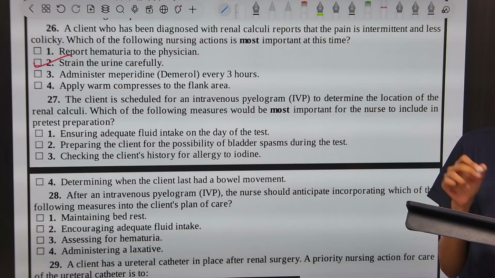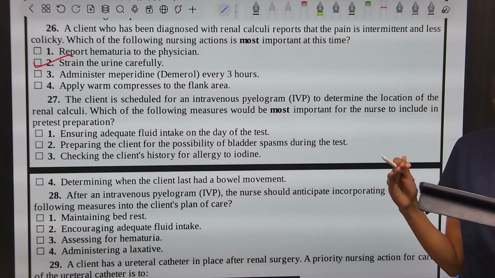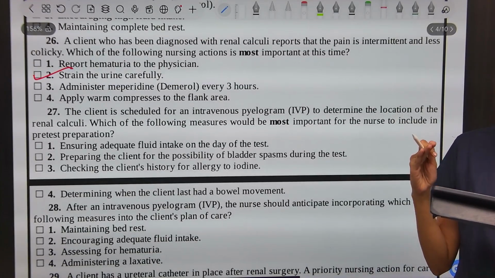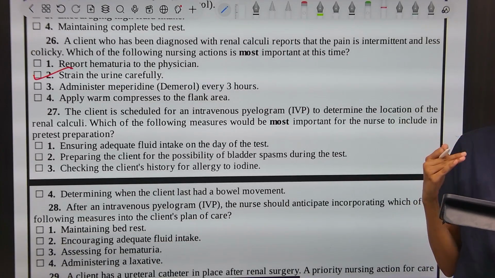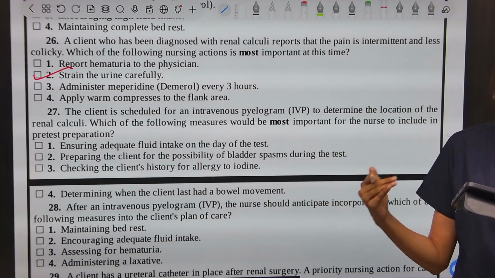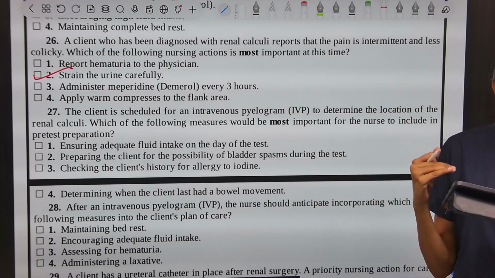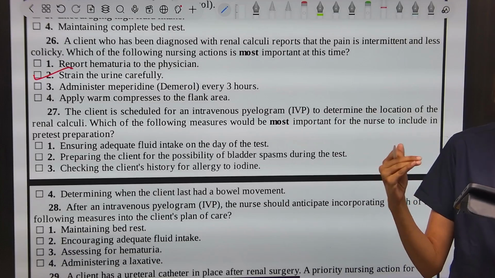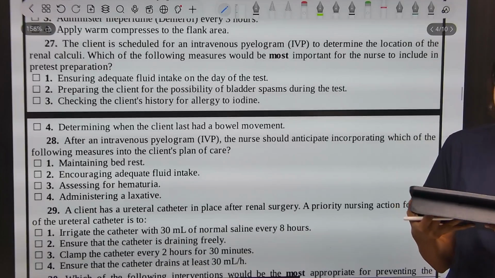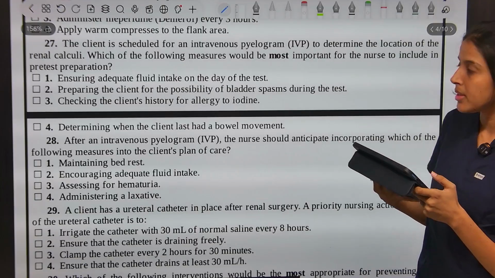The right answer will be answer number 2. Strain the urine carefully. Means if someone has intermittent pain and less choky, that means the stone is flowing with the renal tract. It may come out with the urine itself. So we have to strain the urine carefully to see all the stones in the urine. Now let's discuss question number 27.